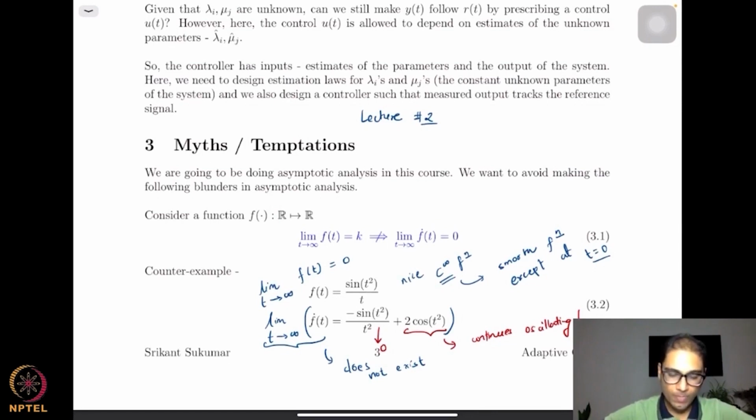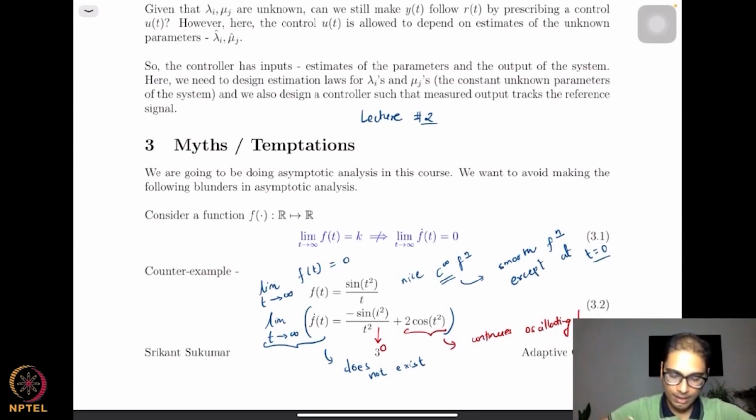Right. Now, there are a few pitfalls in this journey of ours. One of the first few pitfalls is regarding what happens to the convergence of functions and correspondingly what happens to the convergence of its derivatives. All right. So this is what we want to address first today in this lecture.